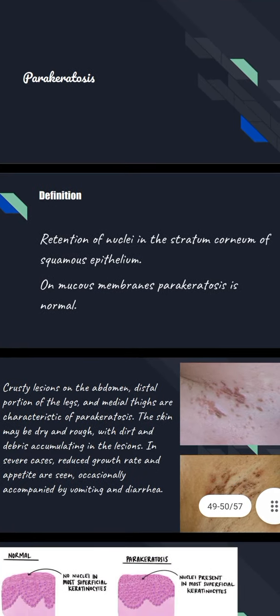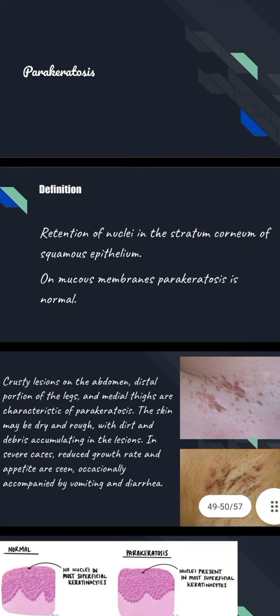The next one is parakeratosis, retention of nuclei in the stratum corneum of squamous epithelium. On mucous membranes, parakeratosis is normal. Crusty lesions of the abdomen, distal portion of the legs, and medial thighs are characteristic of parakeratosis. The skin may be dry, rough, with dirt and debris accumulating in the lesions. In severe cases, reduced growth rate and appetite are seen, occasionally accompanied by vomiting and diarrhea.